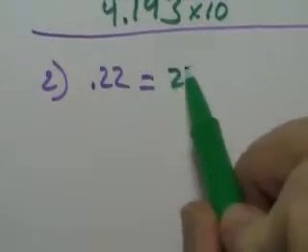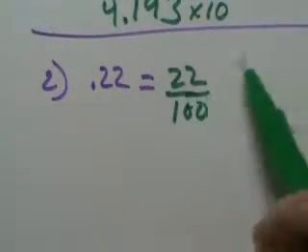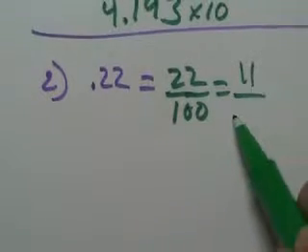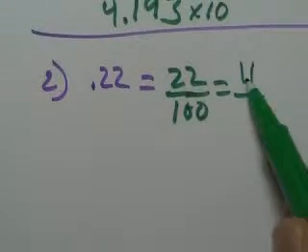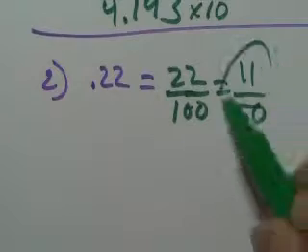Number 2, that's 22 hundredths. And 2 will go into both of those. 11 over, half of 22 is 11. Half of 100 is 50.